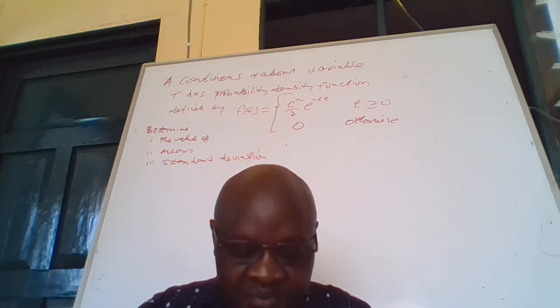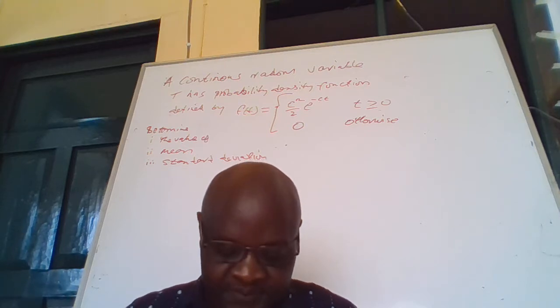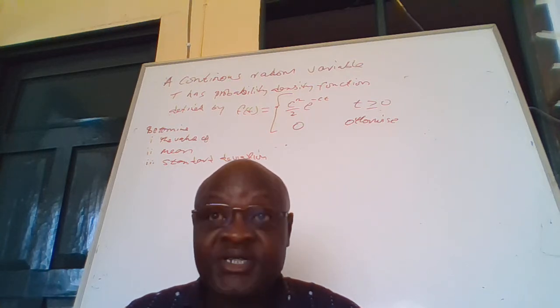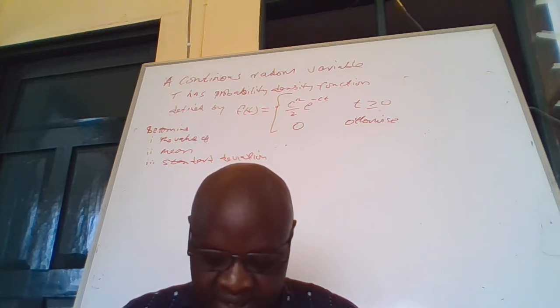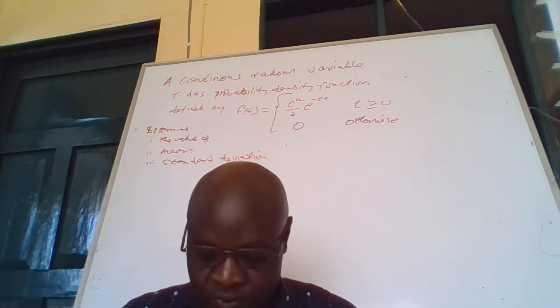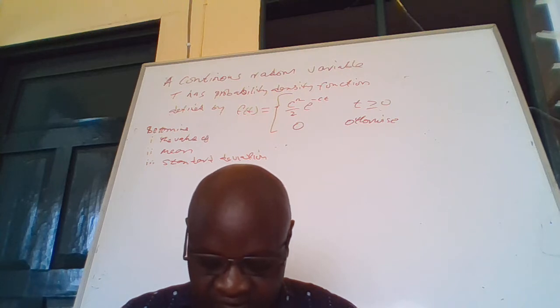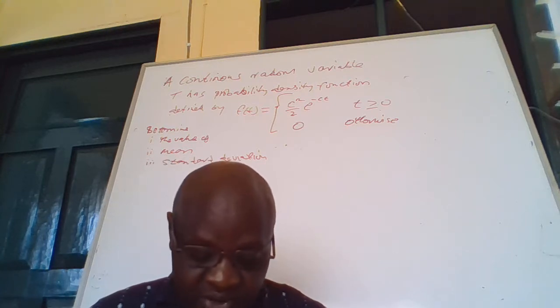We want to see how we can tackle some questions from the KNEC past papers. For today, we have a question that a continuous random variable t has a probability density function defined by f(t) = c² e^(-ct) / 2, for t greater than or equal to 0, and f(t) = 0 otherwise. I think the function is on the whiteboard.